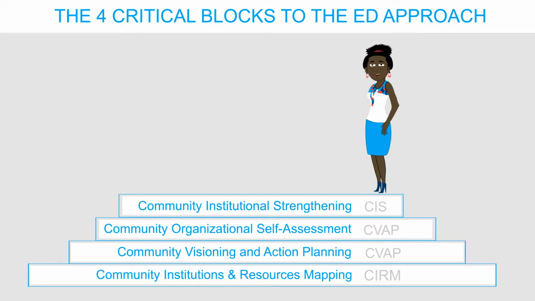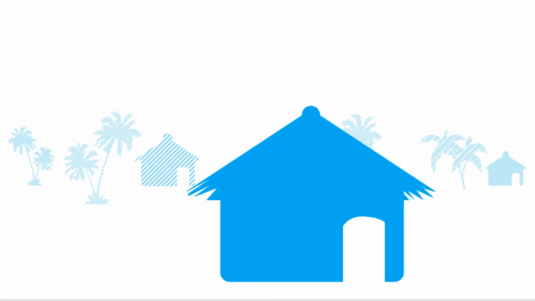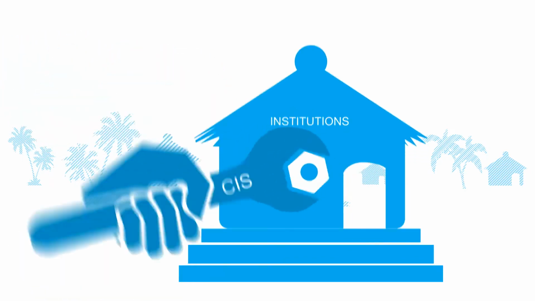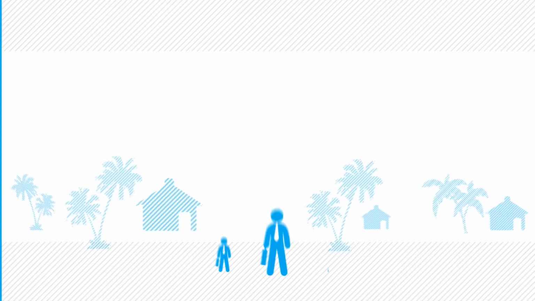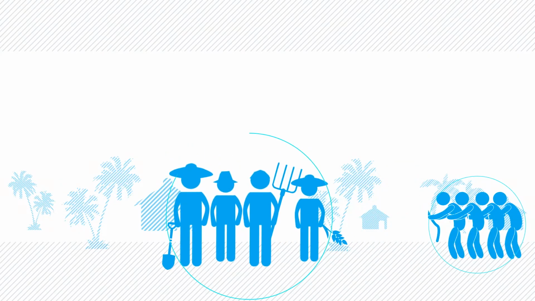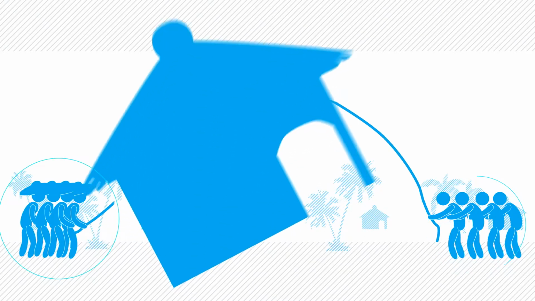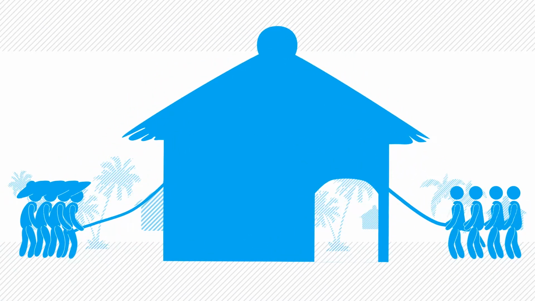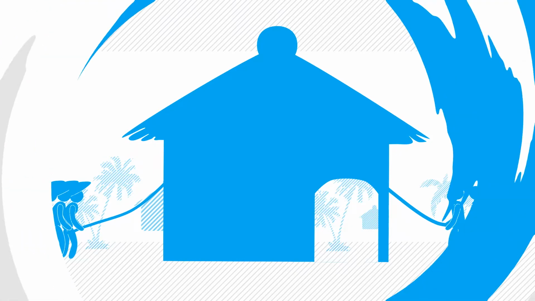After identifying areas that require external support, the community, with the help of CIS, begins a process of systematically strengthening their institutions by incorporating exogenous knowledge, which is knowledge from outside the community, with existing indigenous knowledge. This process is about strengthening the organizational capacity of the community to bring about its own development.